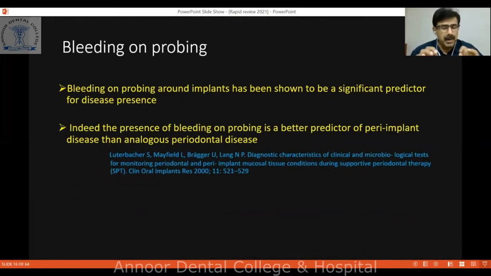Bleeding on probing. Whenever there is bleeding, it is a definite indicator that there is some sort of disease process happening over there, and it is a clear-cut sign of peri-implantitis. In fact, one study says that the presence of bleeding on probing is a better predictor for peri-implant disease than it is for periodontal disease. So it is a better predictor compared to periodontal disease.